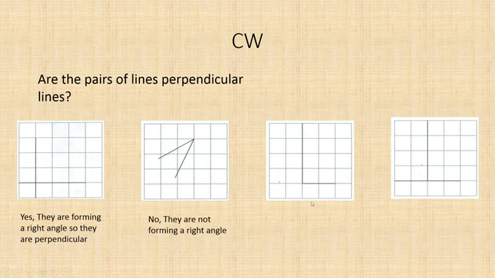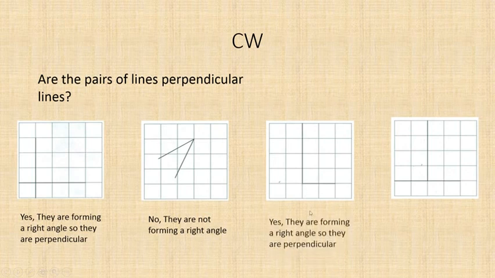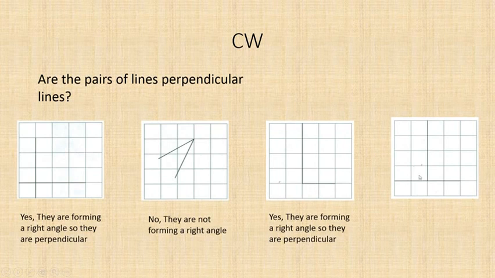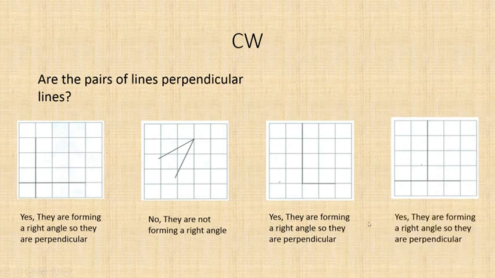Okay, what about the third one? Here, are they forming a right angle? Are they forming a 90 degrees angle? Yes, here. This is a right angle. So, it means that they are perpendicular lines. Okay, the fourth one and the last one. Are they forming a right angle, are they perpendicular? Yes, they are forming a right angle, so it means that they are perpendicular lines.